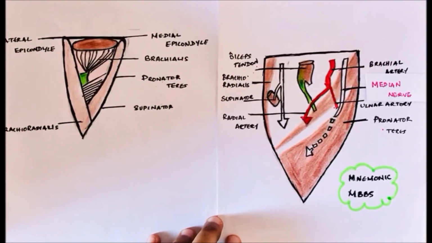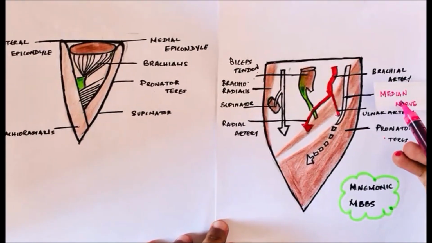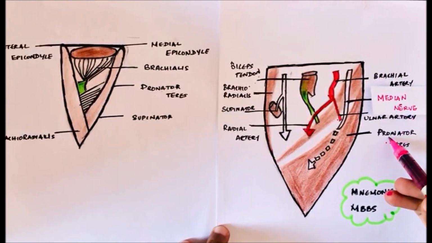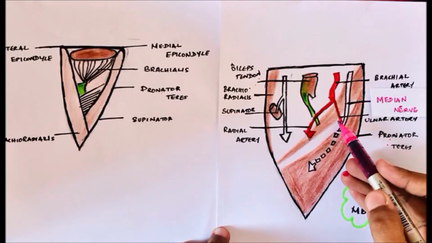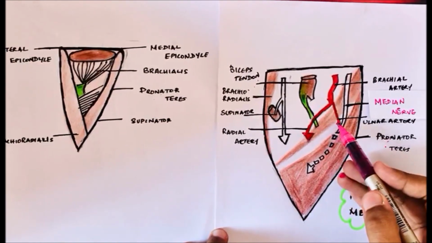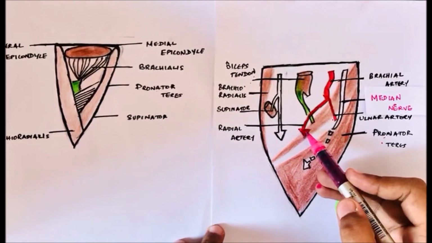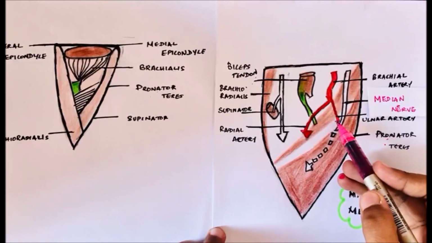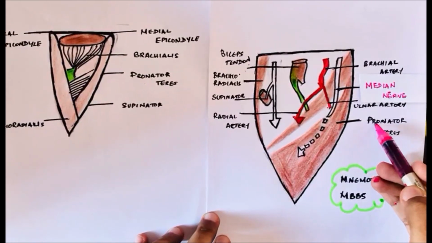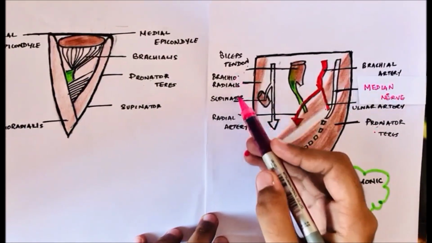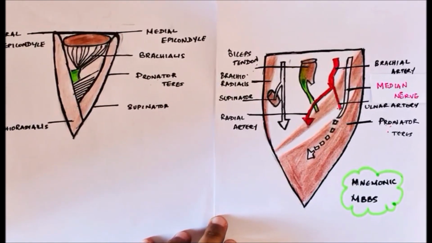Now, let us move on to the contents of the cubital fossa from medial to lateral. The median nerve passes between the two heads of the pronator teres. The brachial artery divides into two terminal branches in the cubital fossa, namely the radial and the ulnar artery. The radial artery passes through the apex of the cubital fossa and runs superficially in the forearm. The ulnar artery is the larger artery and runs deep to the two heads of the pronator teres. Then comes the tendon of the biceps and the radial nerve, which divides into the superficial branch and the deep branch of the radial nerve.